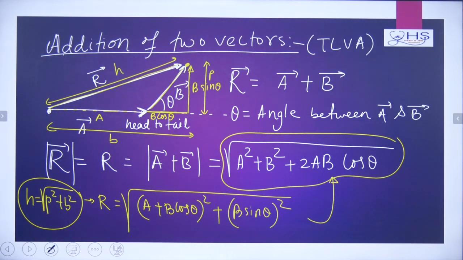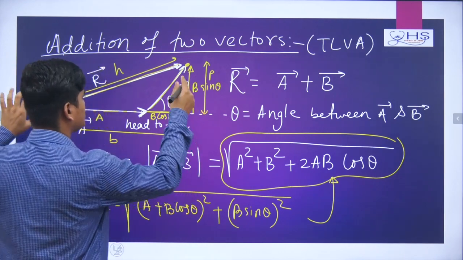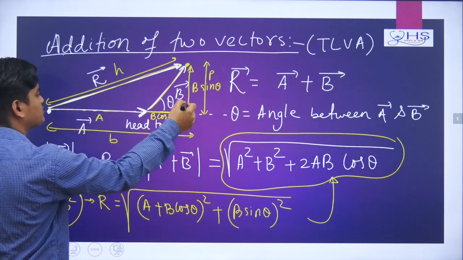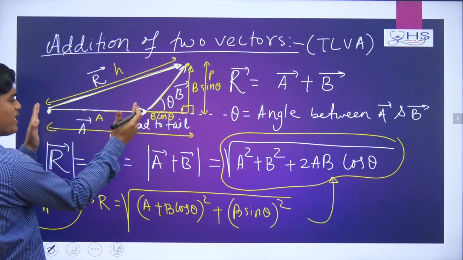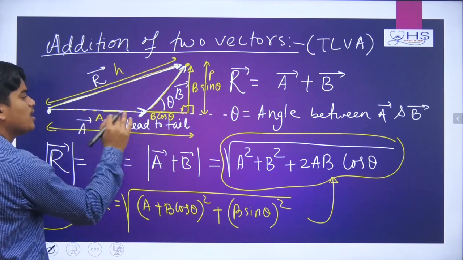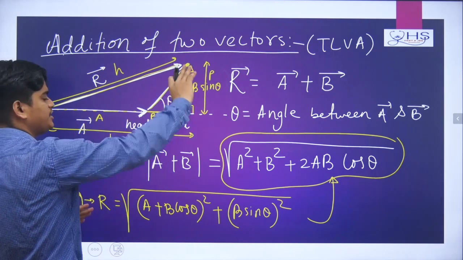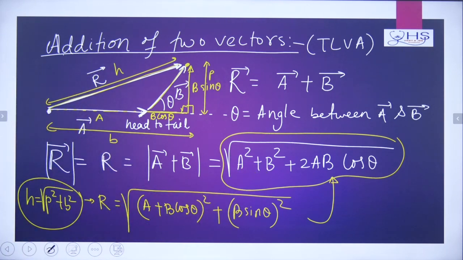Okay, so I hope you understand. It is forming a right angle triangle here, and this angle is actually a right angle. Now this is B sin theta. Up to this one is A, up to this one B cos theta. So that's why this base is nothing but A plus B cos theta, and this is B sin theta. So that's why the square root of A plus B cos theta whole square plus B sin theta whole square. Okay.